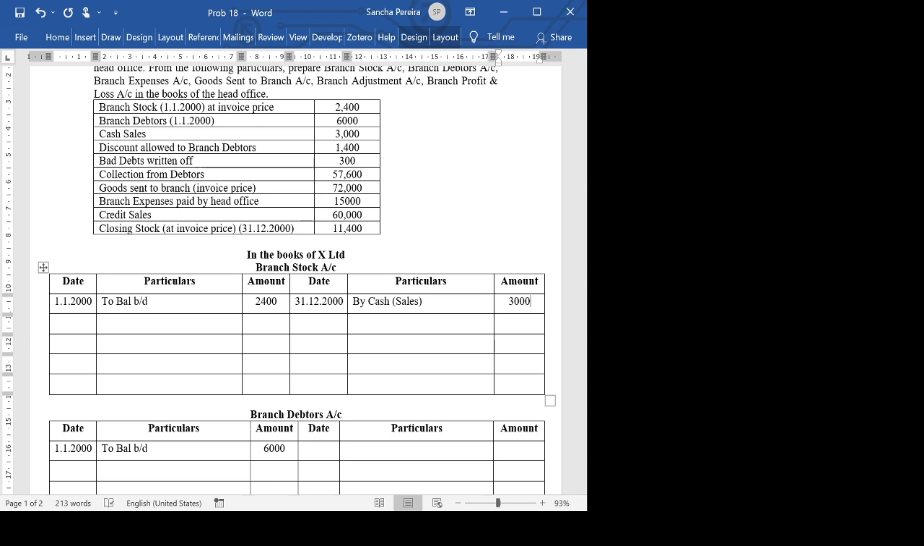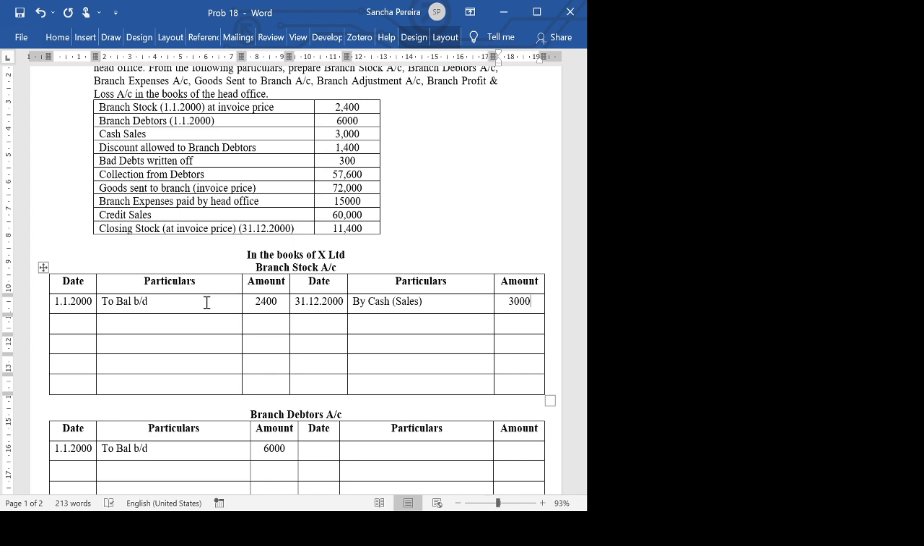Basically, it's not a transfer between head office and branch. Cash sales, credit sales are between the branch and its third parties where the profit is actually being earned. But when it's being transferred between head office and branch, it's just a transfer of goods. There's no money as such being paid. The head office is not selling, even though they are quoting the selling price, they're not selling to the branch. It's just transfer of goods.